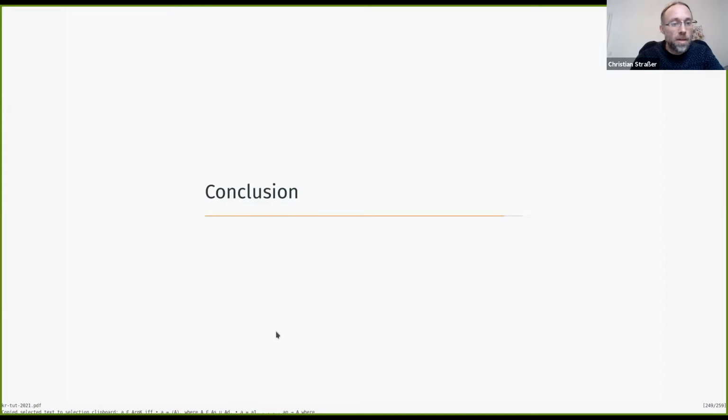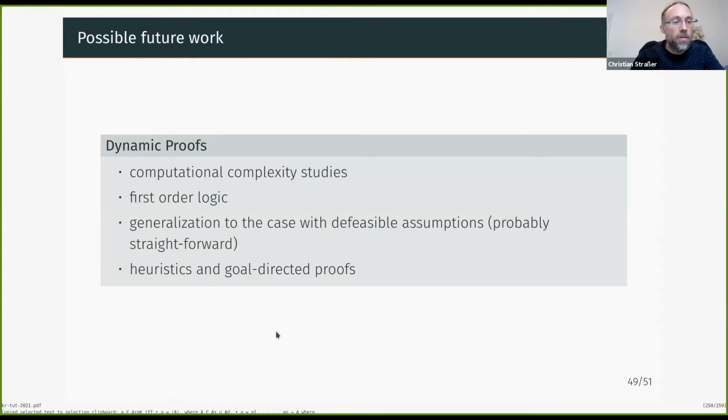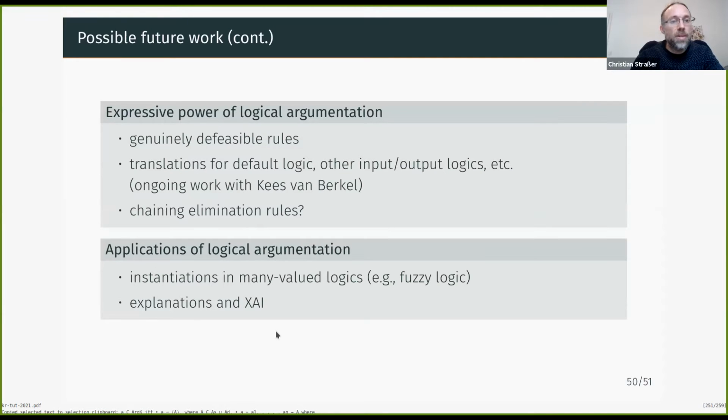Okay, so let me conclude my part. I already talked a bit about the future work for dynamic derivations. I will skip this, but of course there's lots of stuff which we would like to look at, or we would like other people to look at in the future for logical argumentation. For instance, logical argumentation could get more expressive power. For instance, we don't have yet an approach to defeasible rules. So is there a way to model genuinely defeasible rules in sequent-based argumentation or in logical argumentation more generally?